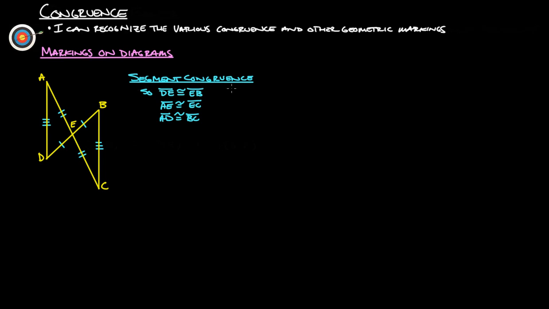So one of them is segment congruence. What we do is we signify that segments are congruent by having the same number of lines through them. So EB is congruent to ED because they both have the same lines on it. EA is congruent to EC because they both have 2 on it. And then AD is congruent to BC because they both have 3 lines on it. So that's how you show that segments are congruent.